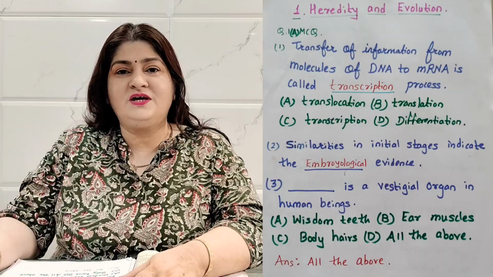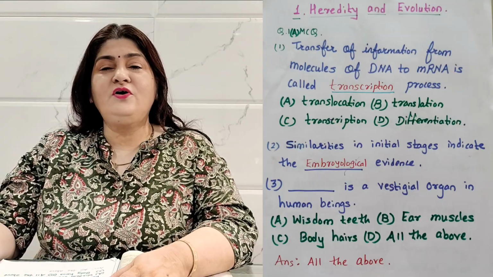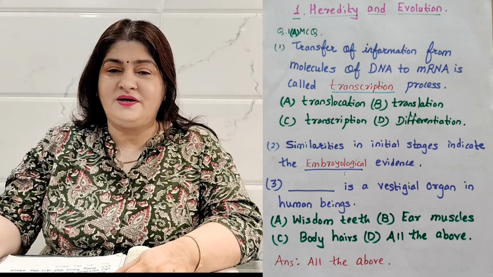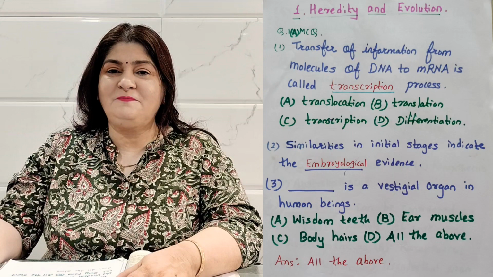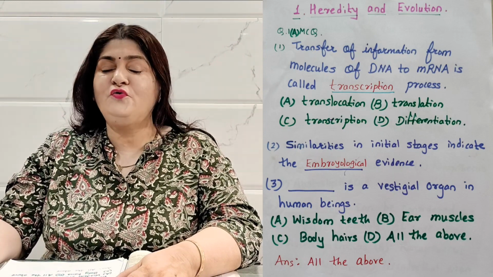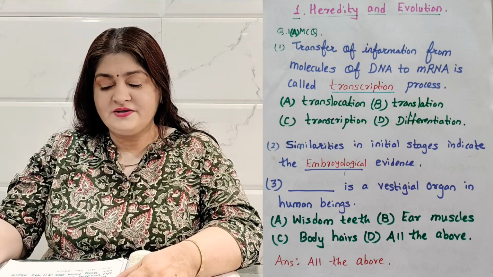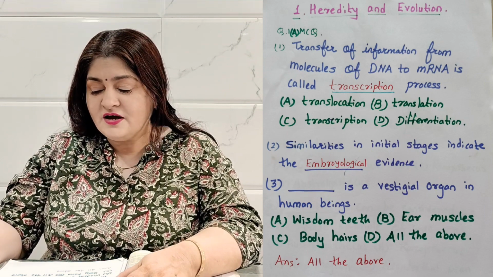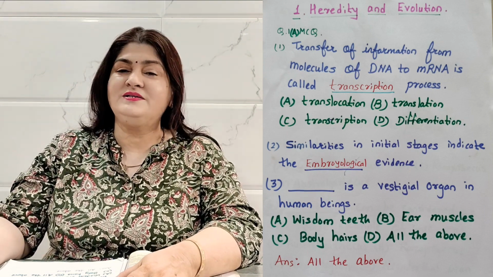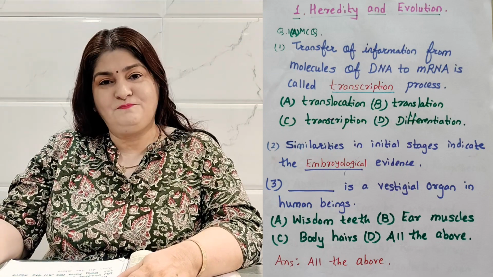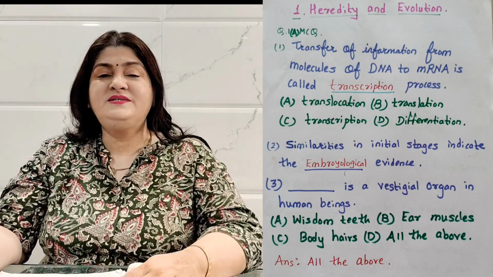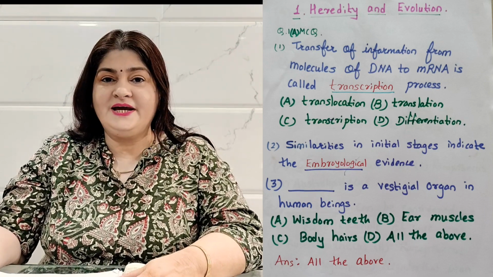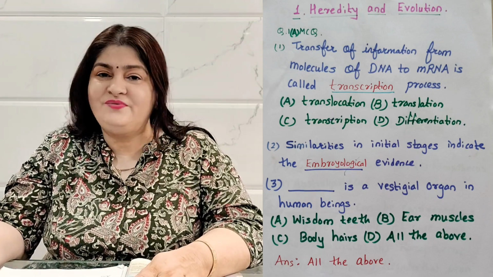The first MCQ: transfer of information from DNA to mRNA is called the transcription process. Four options are given: translocation, translation, transcription and differentiation. But the correct answer is transcription. The second one: the similarity in the initial stage indicates embryological evidence.